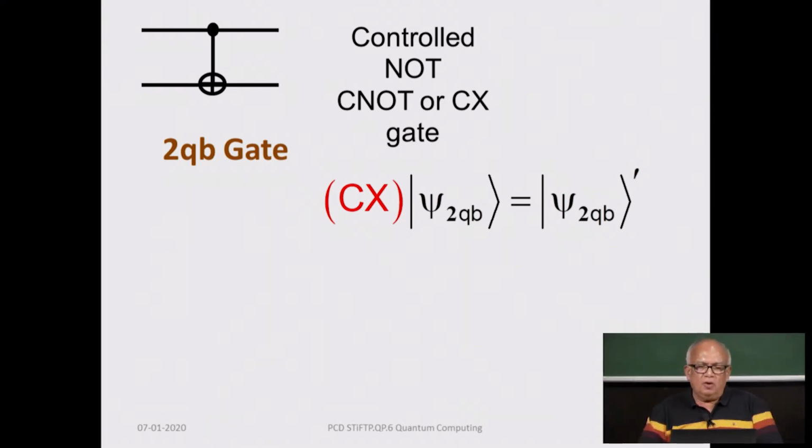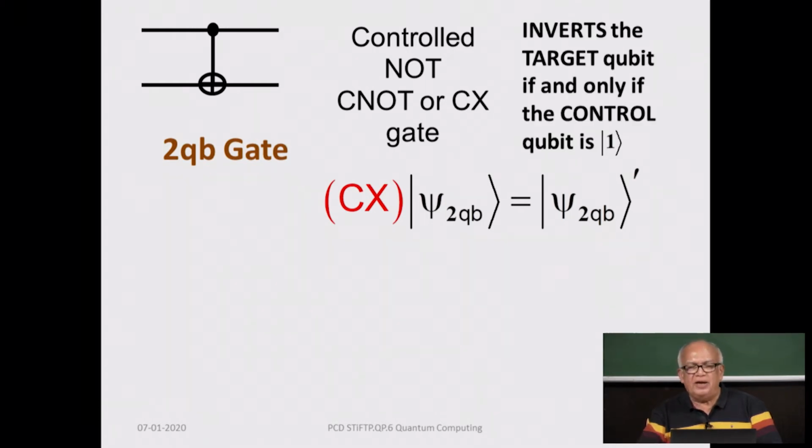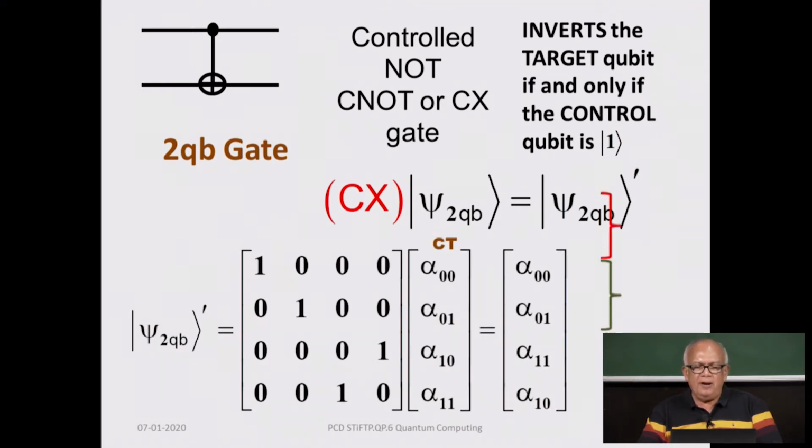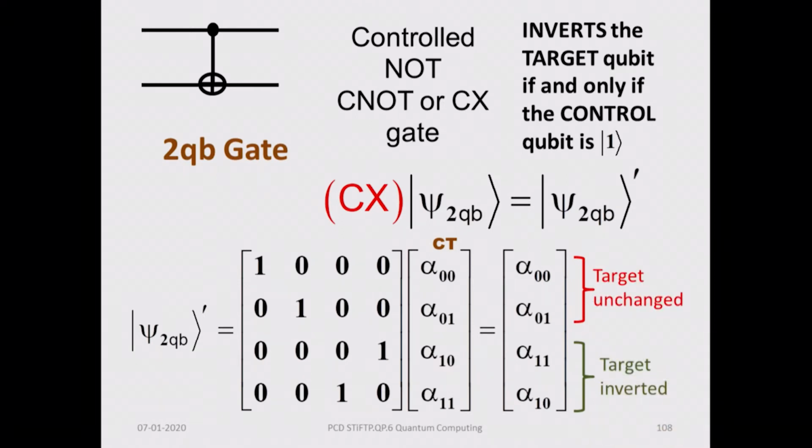So, the control NOT gate operates on a 2-qubit system to give you a new 2-qubit state, which is the one on the right hand side of this equation with a prime, and it would operate on the target only if the control qubit is 1, and this is how it operates. So, this will be a 4 by 4 unitary matrix transformation, right. So, it will preserve the norm and so on. Those are automatic consequences of a unitary transformation.